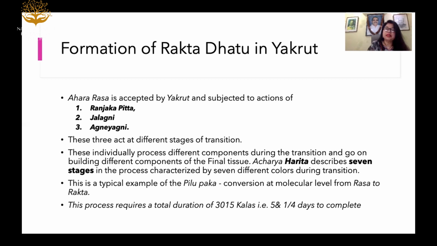Now, how is rakta dhatu formed in yakrut? We see that rakta dhatu is produced in yakrut. So the ahar ras, which comes from the food which we intake, is first accepted by yakrut, and then in this yakrut there are different stages of conversion. The ranjak pitta, the jala agni, and the agni agni help in the conversion of this ahar ras into accha pitta and saraktamal. So these three act in different stages of transition.